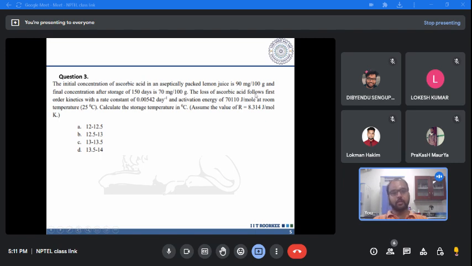The loss of ascorbic acid follows first order kinetics with a rate constant of 0.00542 per day, and the activation energy is 70,110 joule per mole at room temperature. Calculate the storage temperature in degree Celsius. Assume the value of R, the universal gas constant, is 8.314 joule per mole K. Okay, you try to solve this, then I'll explain.